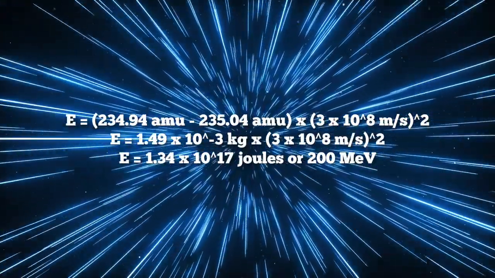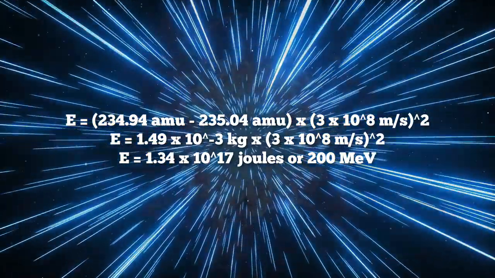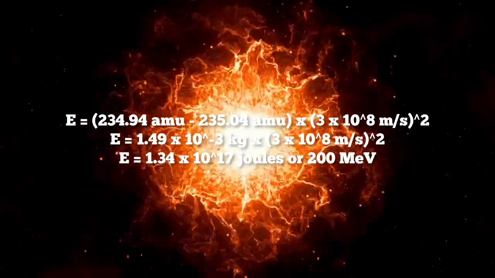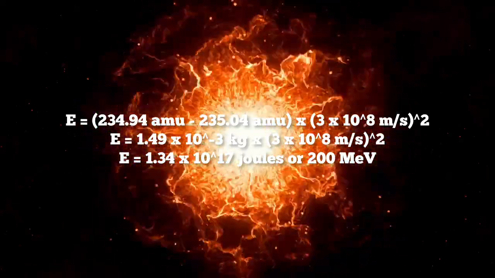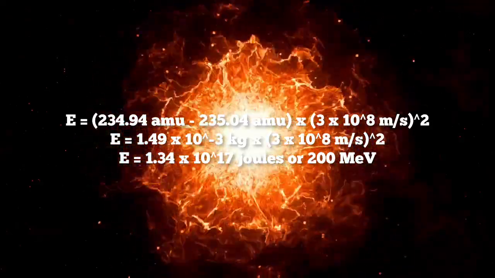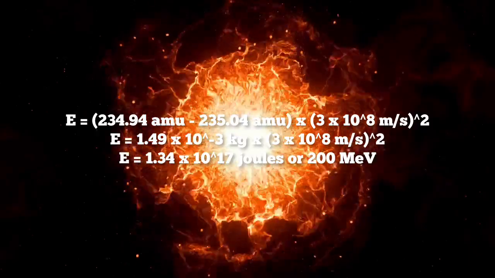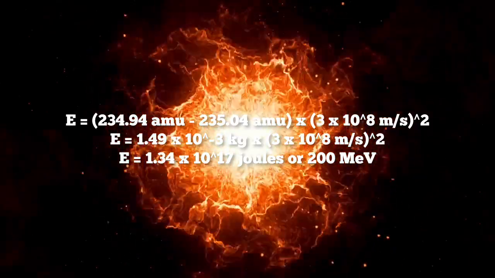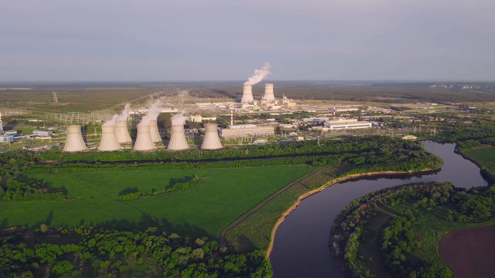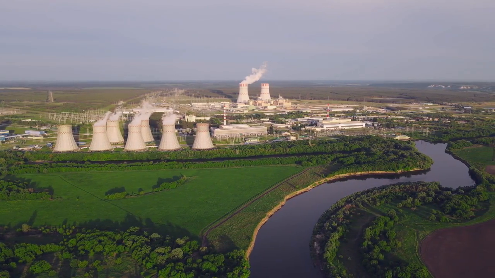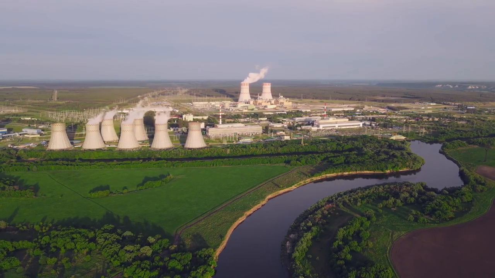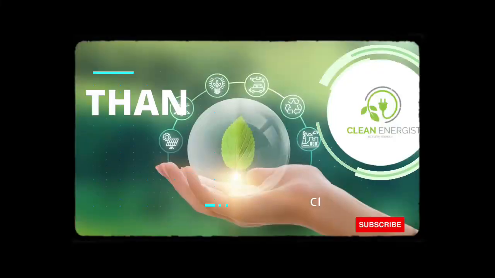E equals (235.04 AMU minus 234.94 AMU) × (3 × 10^8 meters per second)². E equals 1.49 × 10^-28 kilograms × (3 × 10^8 meters per second)², so E equals 1.34 × 10^-11 joules, or 200 MeV. This calculation shows that a small amount of uranium can release a tremendous amount of energy through nuclear reactions, thanks to the relationship between mass and energy described by E equals mc².